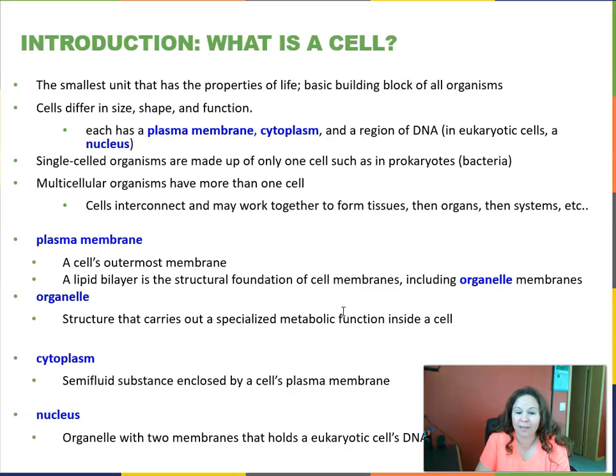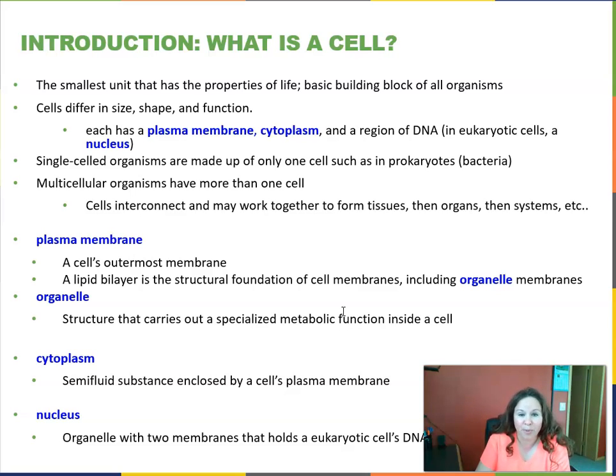cytoplasm and a region of DNA. So a plasma membrane is the cell's outermost membrane, sometimes just also called a cell membrane. It consists of a lipid bilayer, which is 2 layers of lipids called phospholipids that surround the whole cell. Remember, an important thing about lipids is that they don't dissolve in water, which is good because we don't want our cells to dissolve and just break apart. We want them to hold their structures.